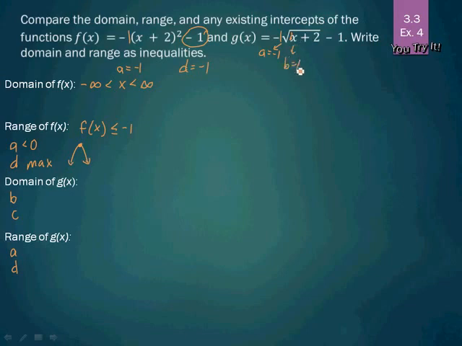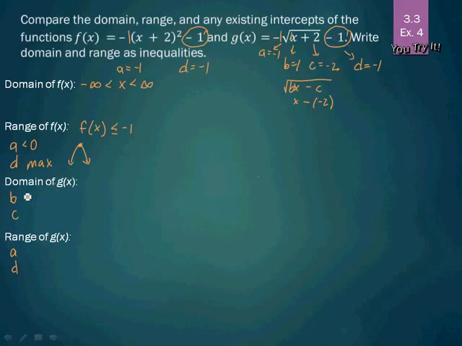So b equals 1. C is the number after x, but the key here is that in standard form, it's bx minus c, so it's x minus c. And it's a positive 2 here, so that's the same thing as saying x minus negative 2. Because that's positive, you basically need to switch the sign and say c equals negative 2. And then the last one, d equals negative 1, the number with the sign.